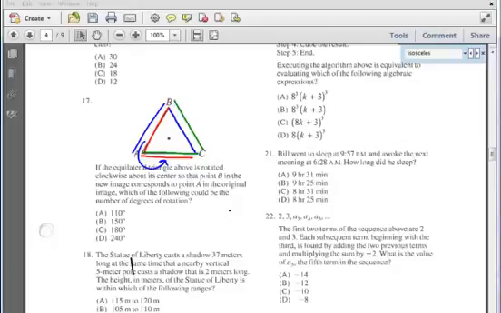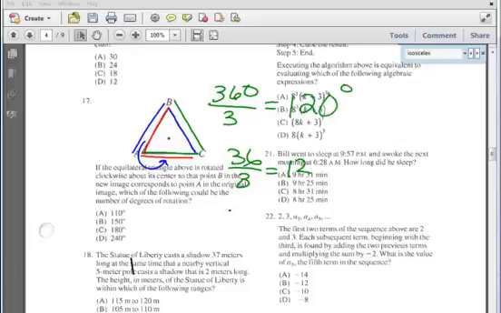360. So divide 360 by 3, what do you get? Take the 0 off, divide 36 by 3. How many times is 36 divided by 3? Yeah. 36 divided by 3 is 12. 360 divided by 3 is 120.